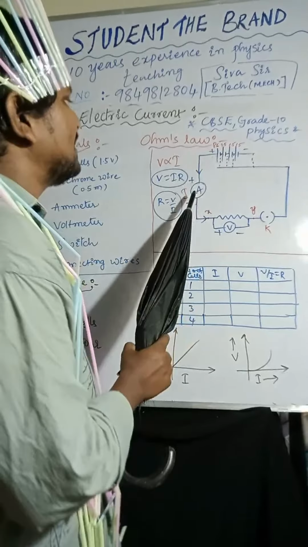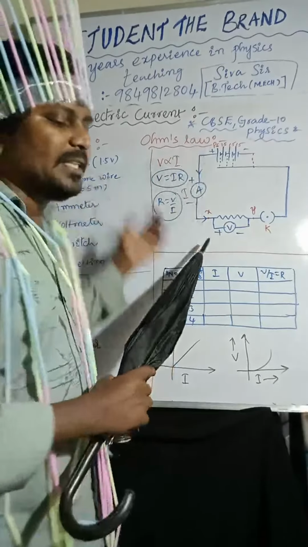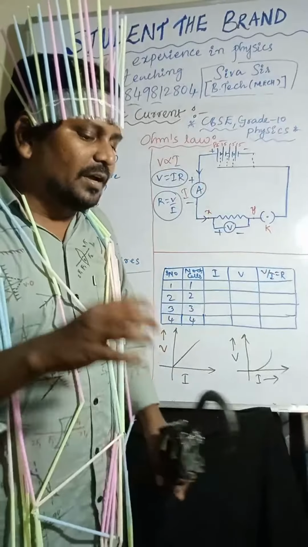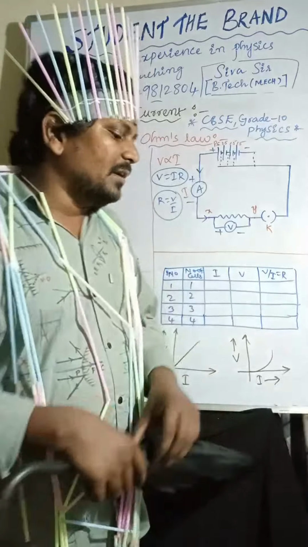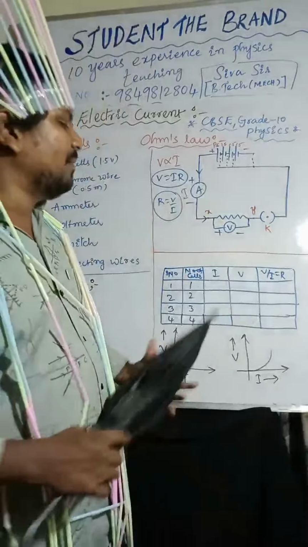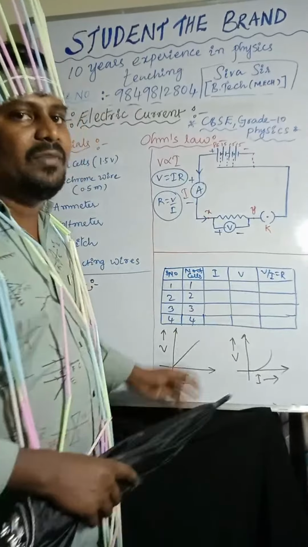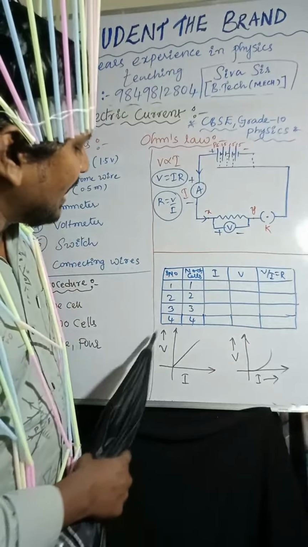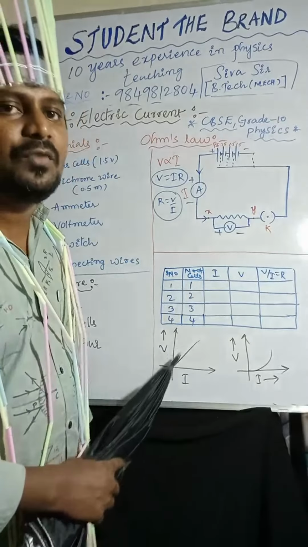Connect two cells and note down the reading of ammeter and voltmeter. Repeat the process for 3 and 4. If you are repeating the process for 3 and 4, then after mentioning the tabular form, if you draw the graph for VI, so the graph is linear for ohmic conductors, starting from origin.